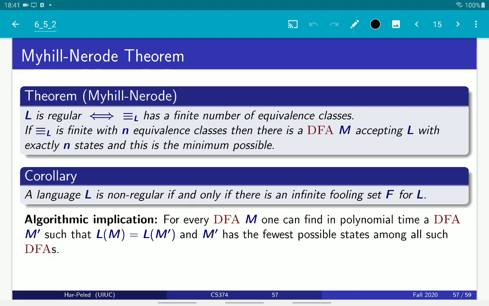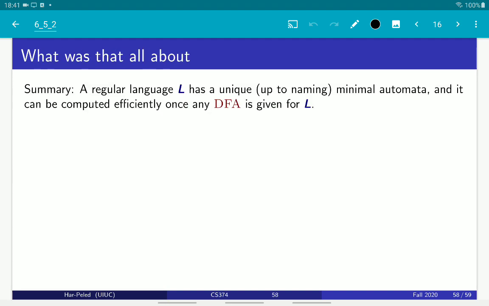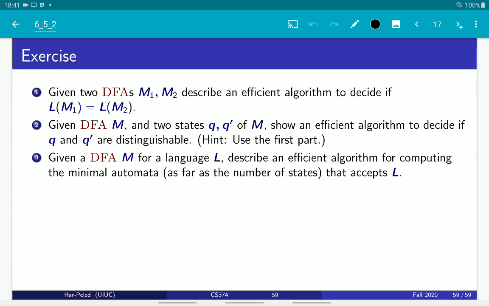This now gives a new interpretation for all the stuff we did with the fooling set, right? Because what we did with the fooling set, we gave witnesses showing that the number of equivalence classes is infinite, and as such the language was irregular. And the algorithmic implication is that if you give me an automaton for the language L, you can in fact compute the minimum equivalent automaton. And I will leave you with an exercise to think about the algorithm for how to do this.